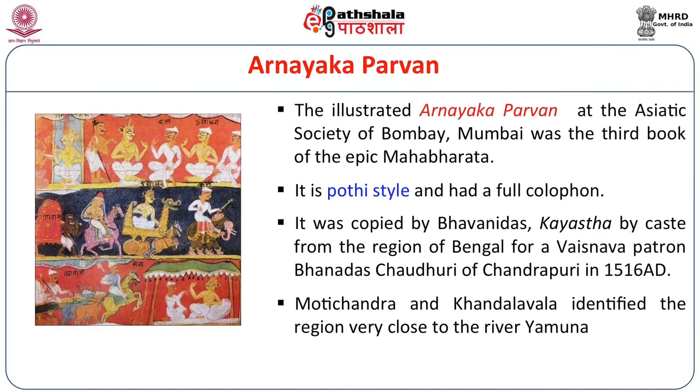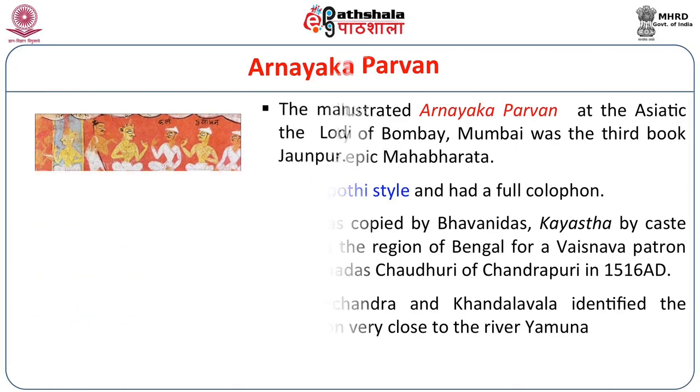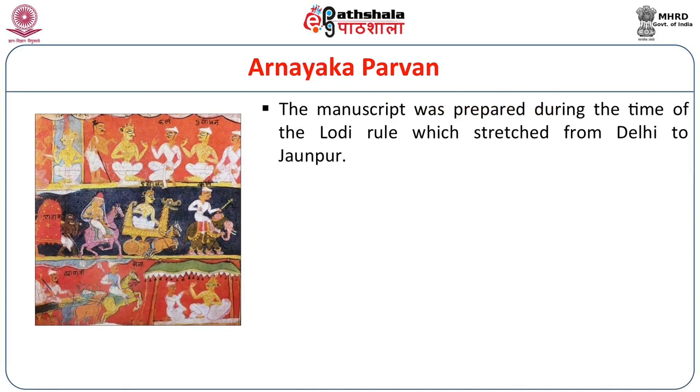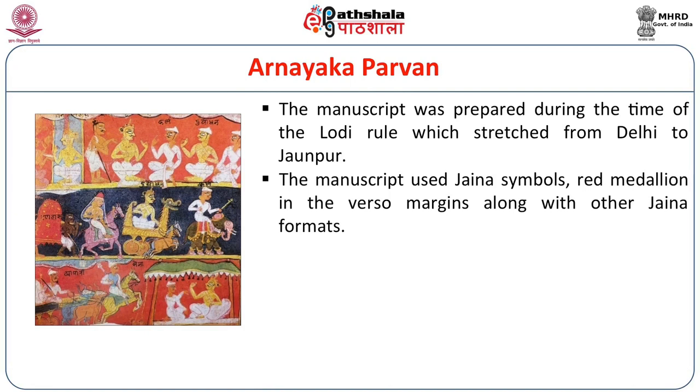Moti Chandra and Khandalavala identified the region very close to the river Jamuna with this manuscript. The manuscript was prepared during the time of the Lodi rule, which stretched from Delhi to Jaunpur. The manuscript used Jaina symbols, red medallion in verso margins along with other Jaina formats. And as we have discussed in the other module which deals with Jaina miniatures, the Jaina iconography was copied by the genres of contemporary India.